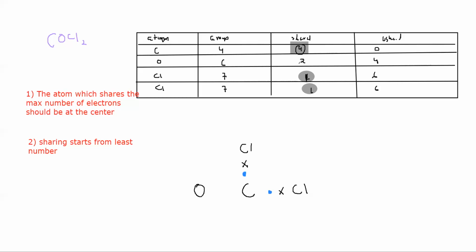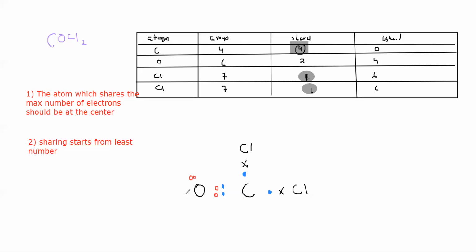Then the oxygen shares 2. So if oxygen shares 2, how many can carbon bring from that side? The carbon can bring 2 from that side. So you can see here the sharing is finished. Oxygen shared 2, chlorine shared 1, and carbon shared 4 electrons. Then draw the unshared electrons. So for oxygen there are 4 unshared electrons.